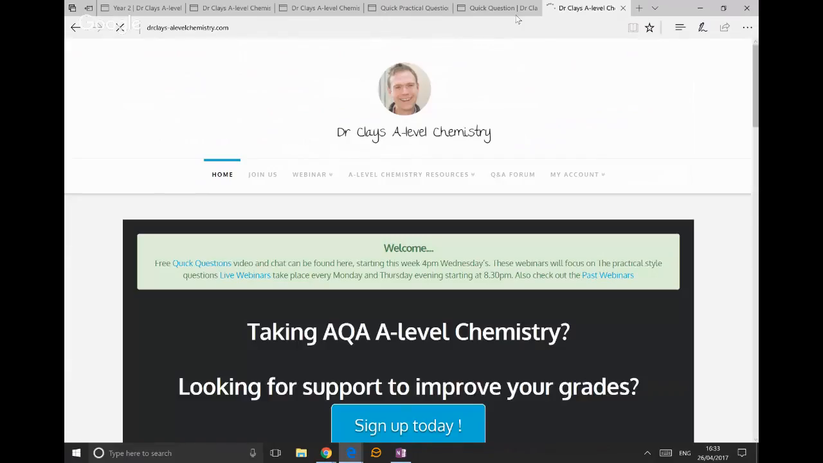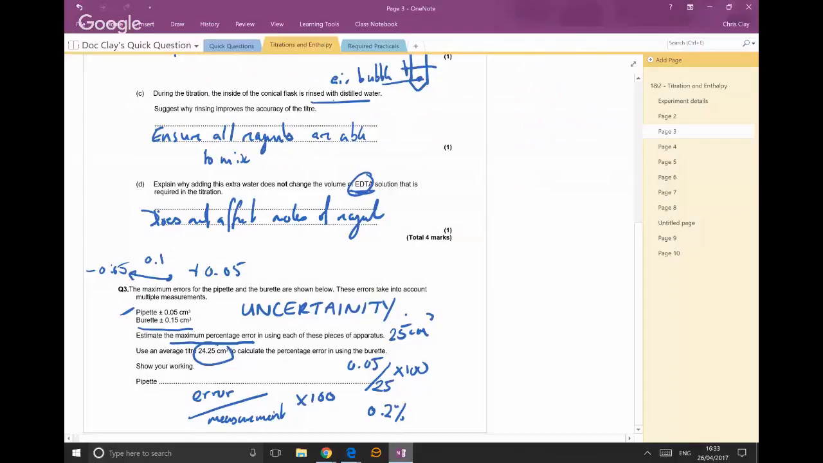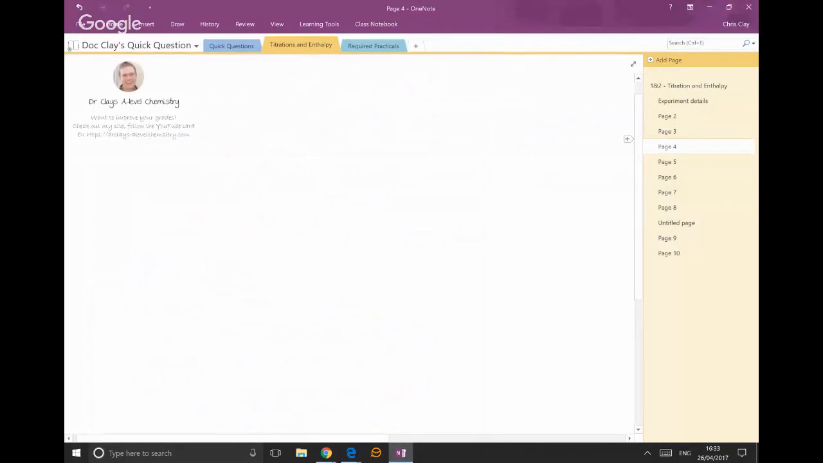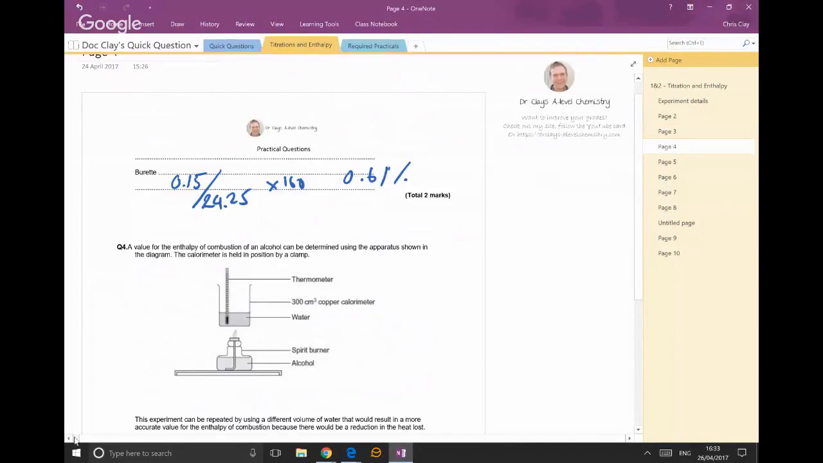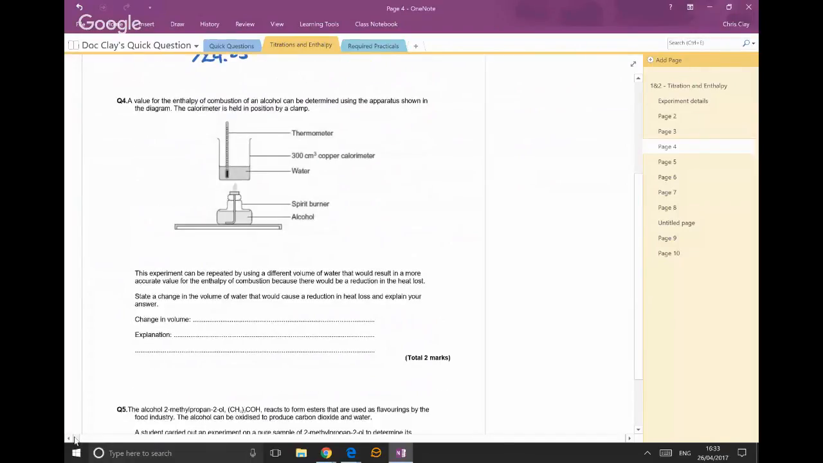Okay, back then to question number 4. So we've looked there at a couple of questions based on titrations.